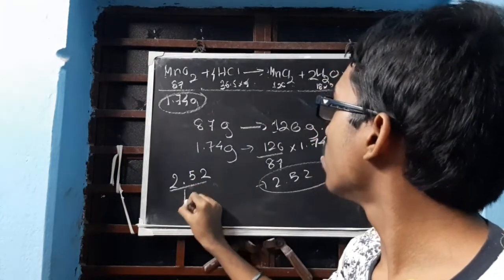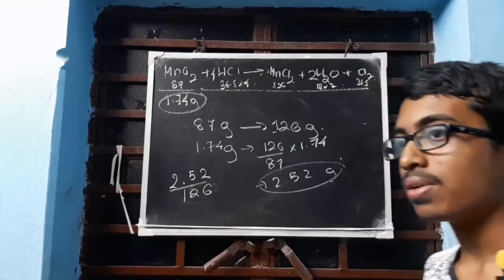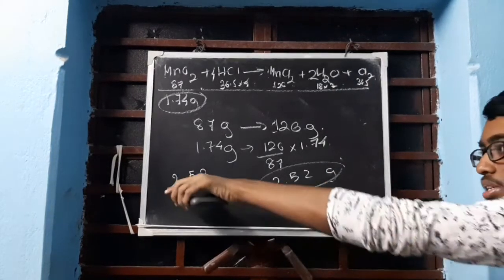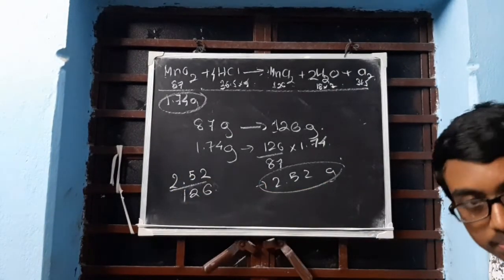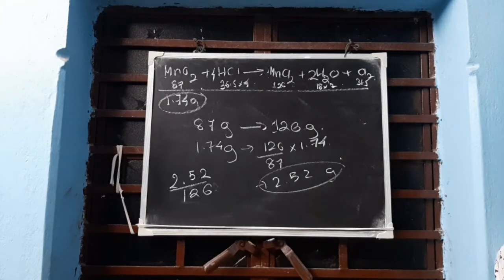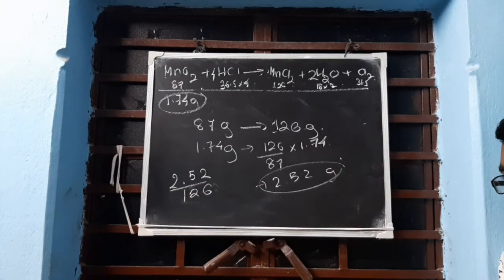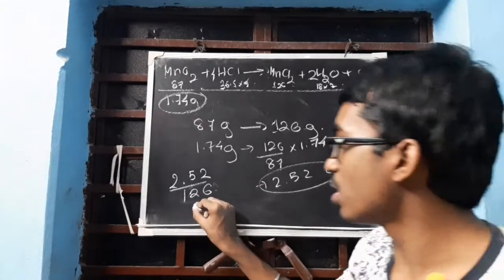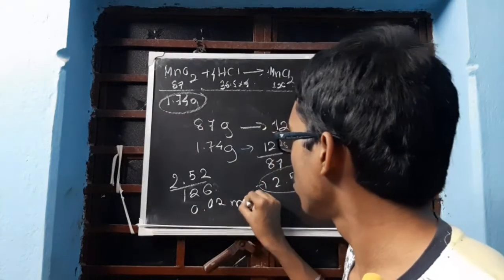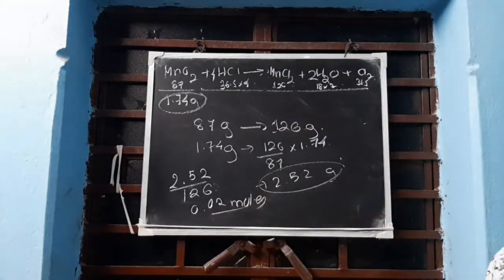252 and 126. If you have carefully seen, 252 is double 126. So the answer will be 2. Now 100 is there below, so 0.02. So the answer is 0.02 mole of salt is formed. Clear? I already told you.